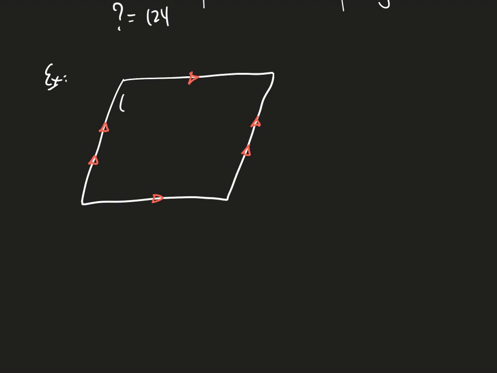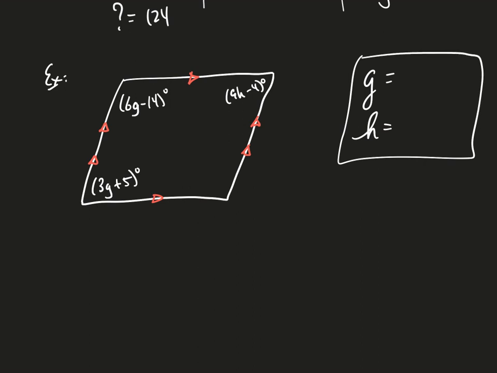And this time I'm going to tell you that this angle is 6G minus 14. This angle down here is 3G plus 5. And this angle over here is 9H minus 4. And again, I'm going to ask you to find two values, the value for G and the value for H. All right, so can we accomplish that here?